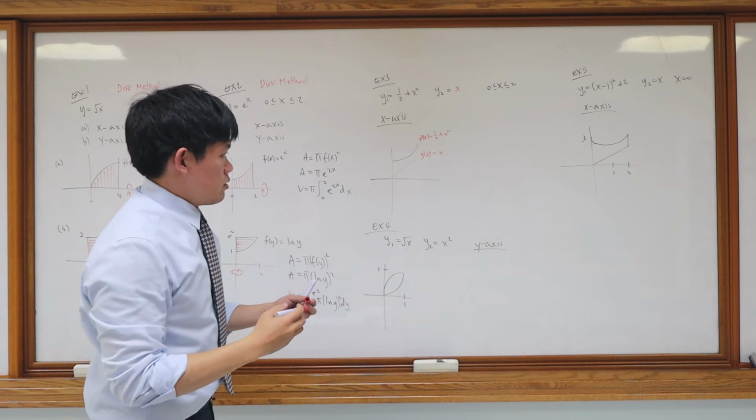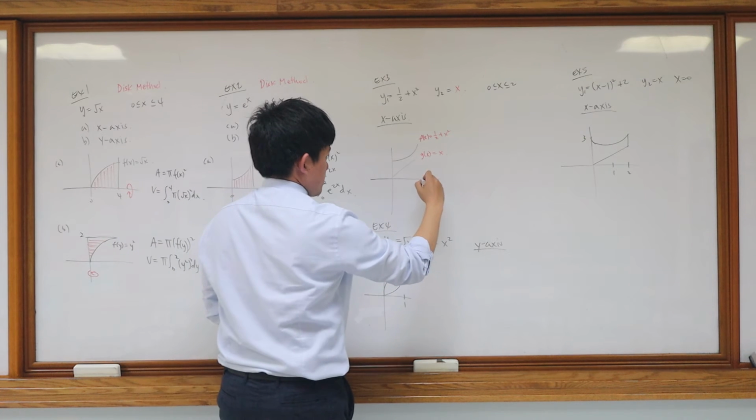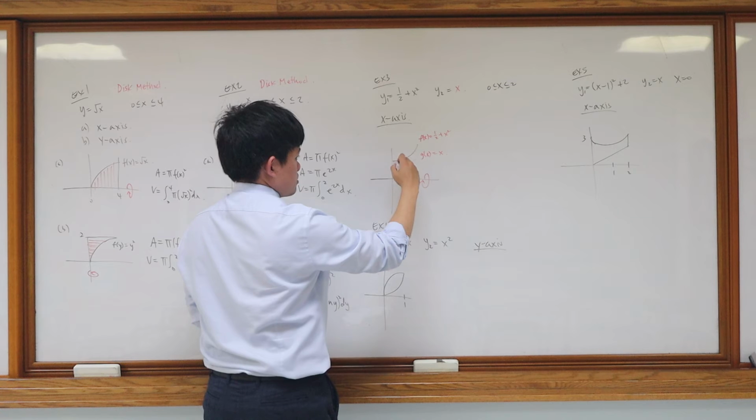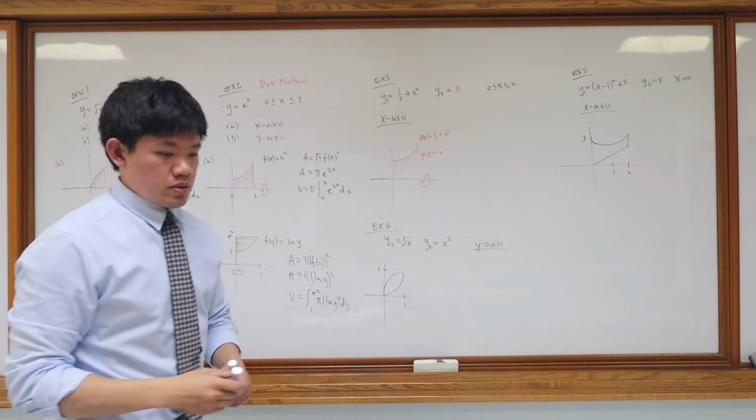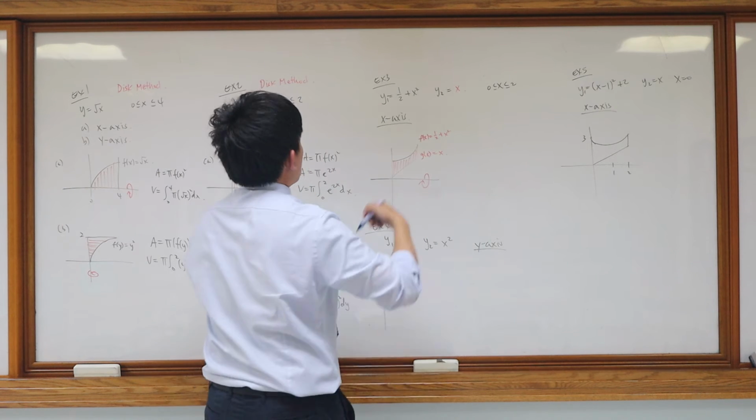Again, we're rotating around the x-axis, going this way, so my cross-section is going to look like this. Again, with two functions, you have holes, so this one here is going to be the washer method.